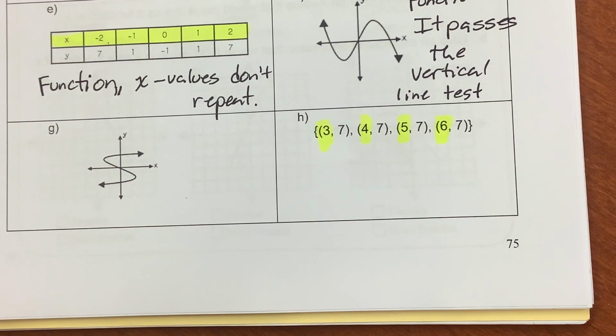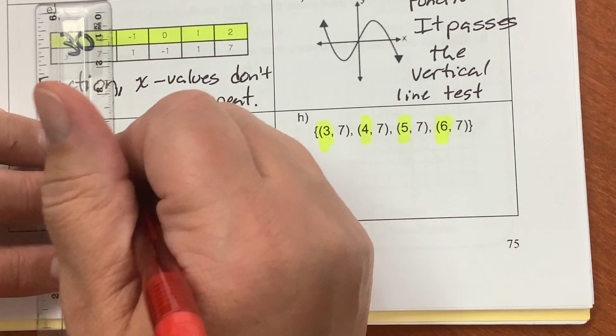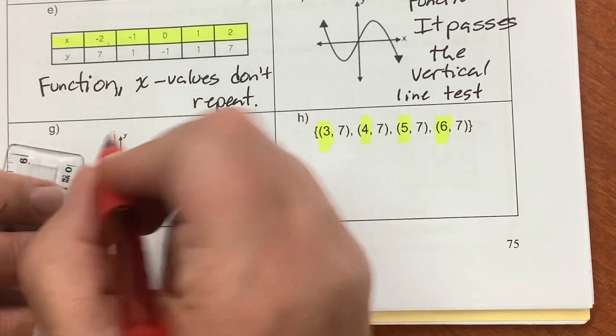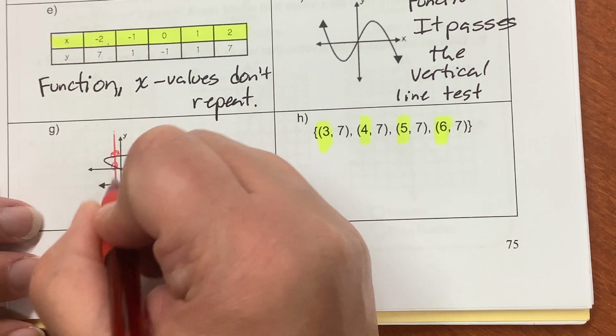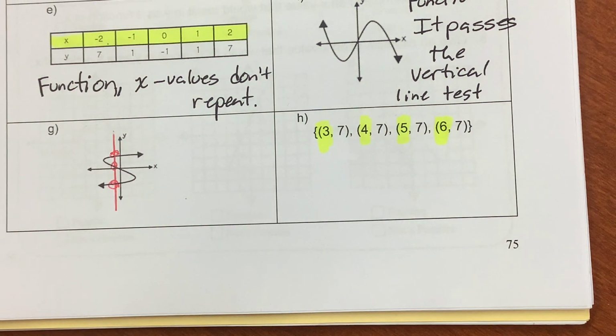Now on this one, look at this. I only have to draw one vertical line. And if it touches more than once, and this one touches 3 different times, that is not a function. It fails the vertical line test.